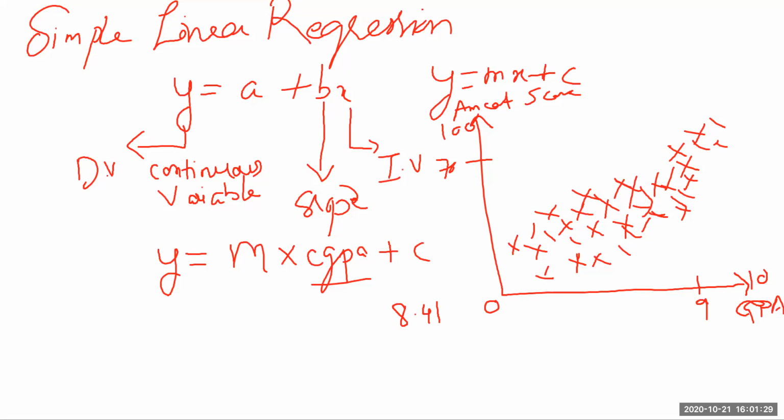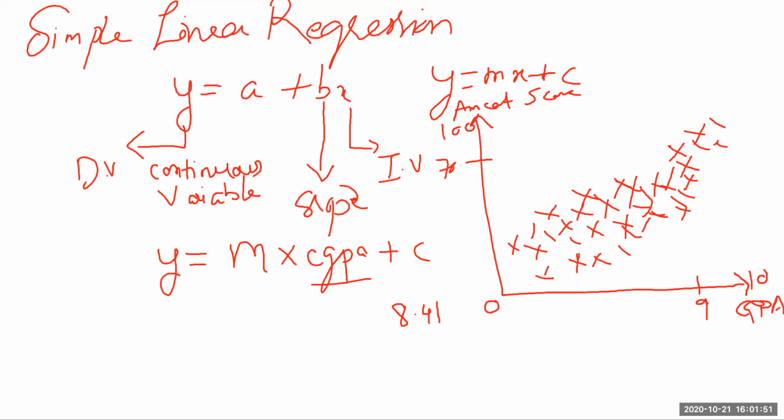So the simplest model is having only one independent variable and one dependent variable. And what is the requirement? That the independent variable should be one and the dependent variable should be a continuous variable. Okay, so it should be continuous in nature.